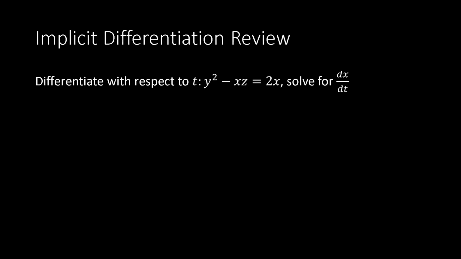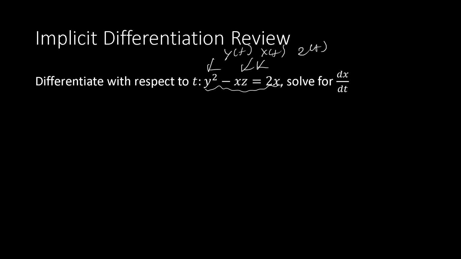So here our question says to differentiate with respect to t. Now what this means is that we're going to assume that y is going to be y of t, x is going to be x of t, and z is going to be z of t. And so this means that all of these are functions of time. So over time these are going to change, but this equation is always going to be satisfied. So first we just need to differentiate, assuming that these are all functions of t.